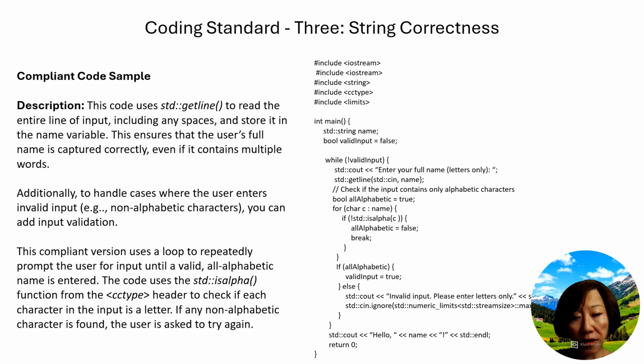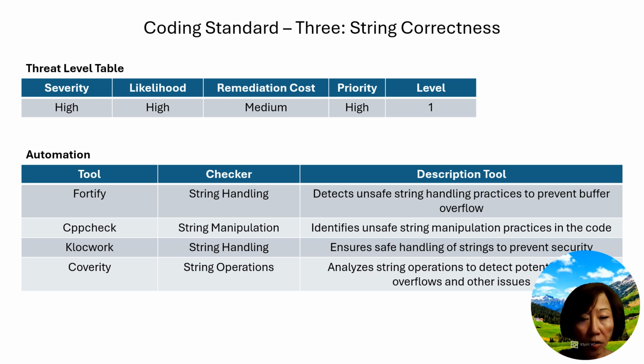So clearly, this is a much more robust version. Now the threat level table. This is threat level 1, because if you're not reading everything from the input, it's not functioning correctly as you intended. The severity is high, likelihood is high, remediation cost medium, priority high, and threat level is 1.